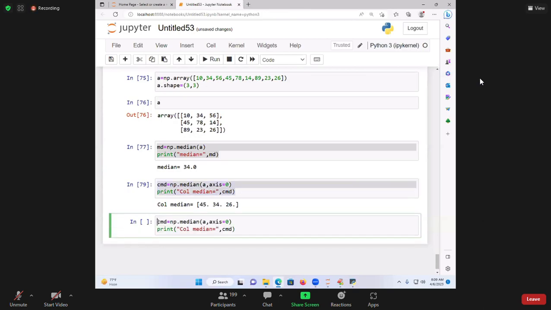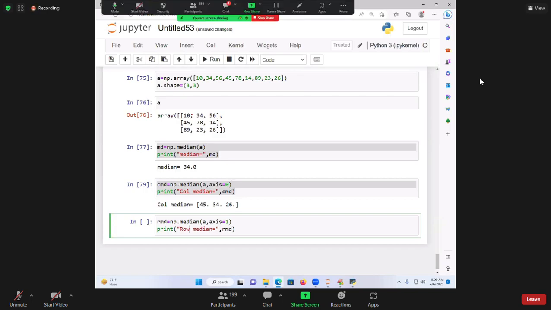Row, RMD. I will say same. I will go for 1. RMD, I will take it. Row median. So I'll take it as what? What is the row median here? 10, 34, 56. Obviously 34 will come out.